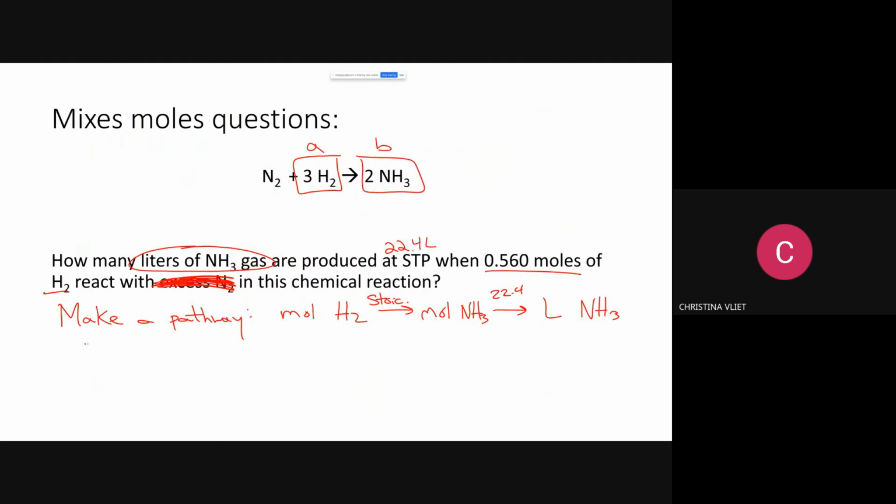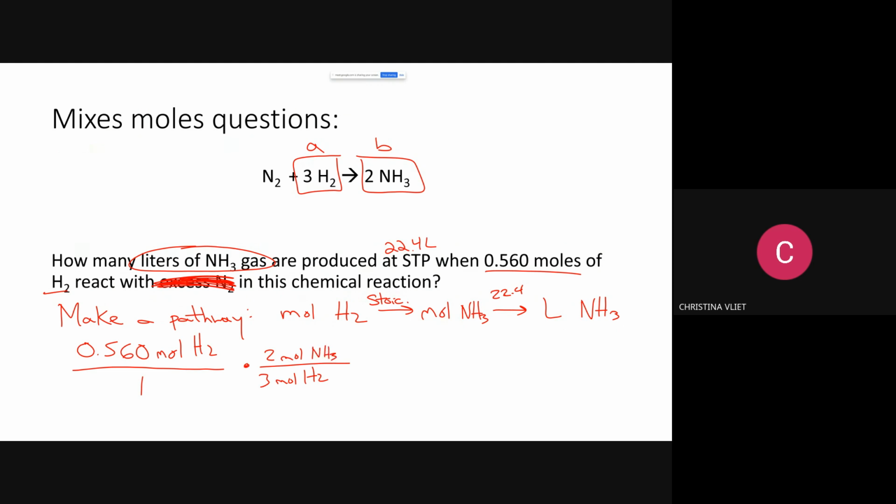We write 0.560 moles of H2 because you always start by writing the number given in the actual question. Then step 1 here, stoichiometry. So we're going to put 1 on the top and 1 on the bottom. 3 and 2 are the numbers we choose. What number goes on the bottom? 3, because it has to match with the H2. 3 moles of H2 on the bottom, and 2 moles of NH3 on the top.